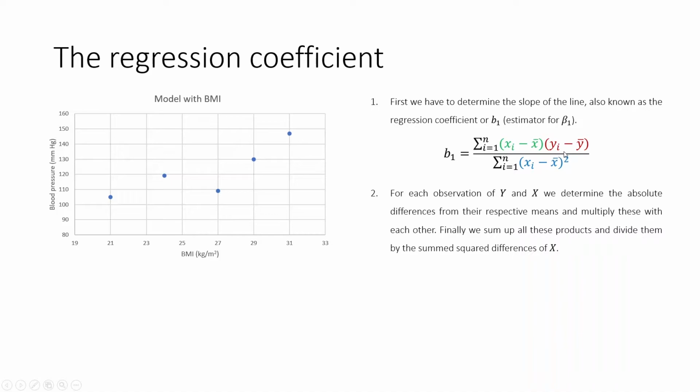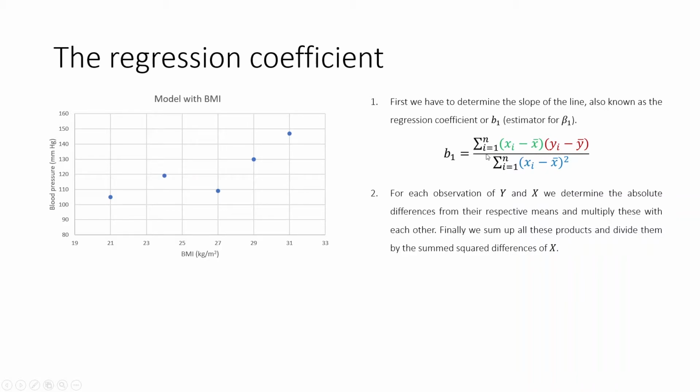We do the same thing for each observation of y, and we subtract that mean as well. And then of those absolute differences, we multiply these differences, and we are left with a product. And we repeat that for each observation. So that's what the sigma at the very start says. So for each observation, we repeat these calculations and we sum all of the products together.